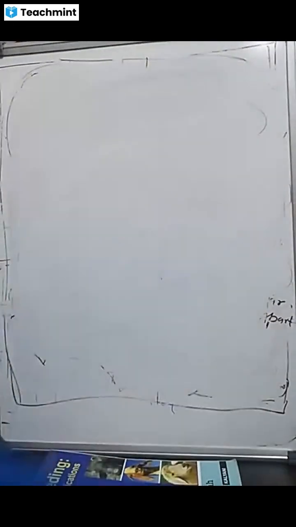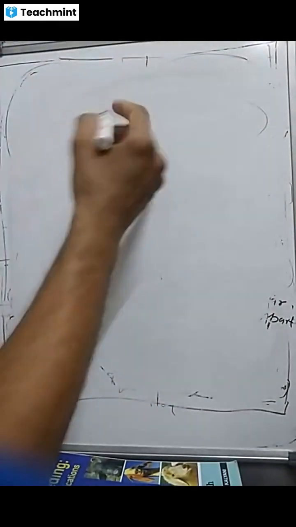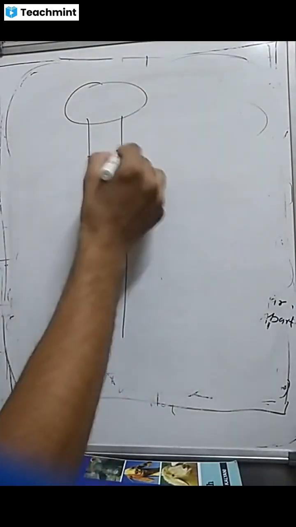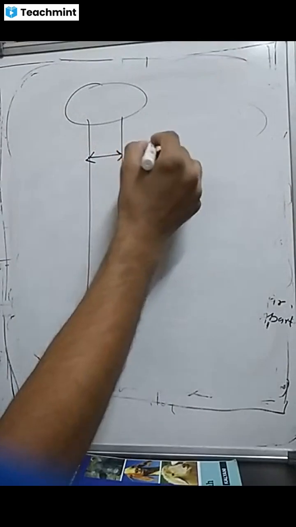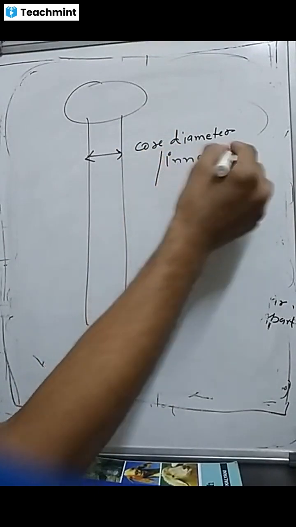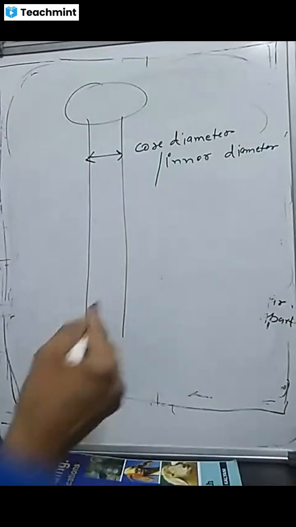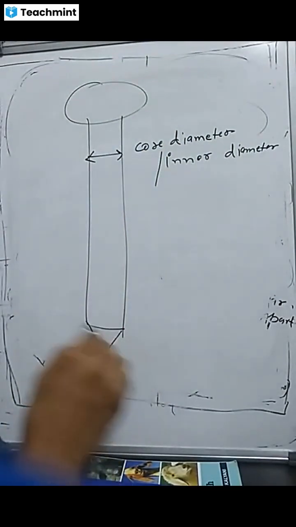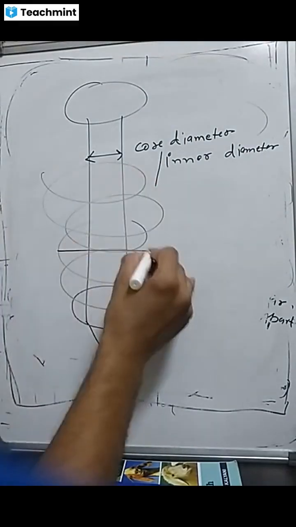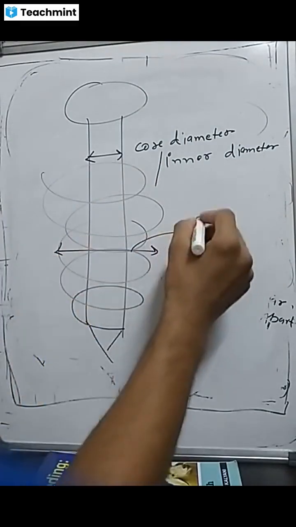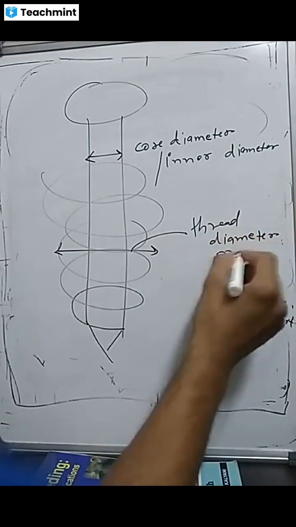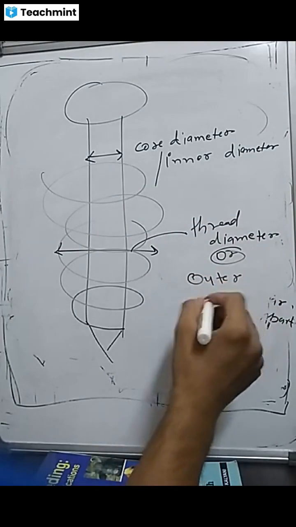Next, the most important part is the diameters. This is the shaft. This diameter is known as the core diameter or inner diameter, and if I make threads, then this diameter, including the thread, is known as the thread diameter or outer diameter.